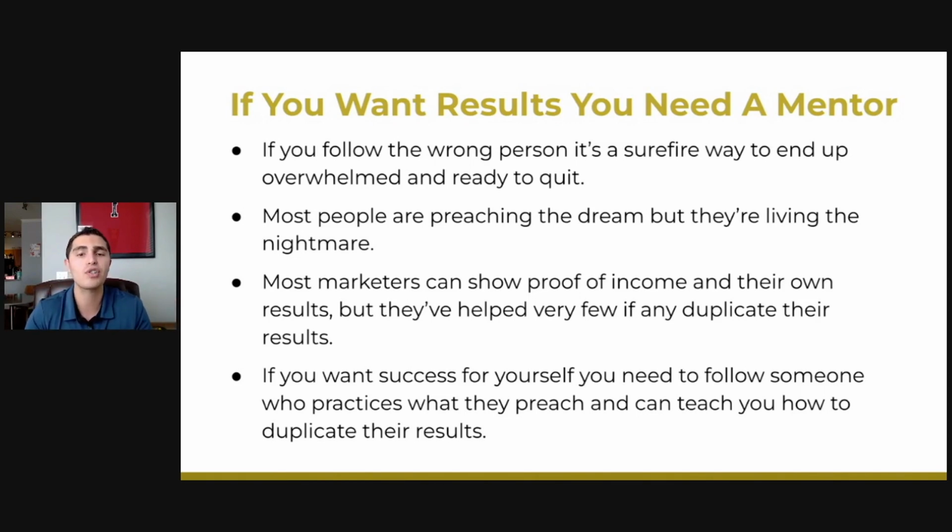So most marketers can show proof of income in their own results, right? So they make 5, 10K a month. Maybe they even made 6 or 7 figures, but have they helped very few people duplicate their results? So do they have any students that are actually doing this, right? If you're following a mentor that has no student results, where are you going to be? You're going to be stuck in the same situation as everyone else that they've mentored, right? So you've got to find someone that has student results.